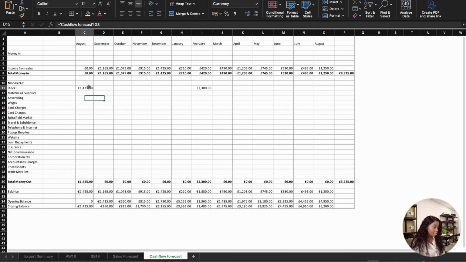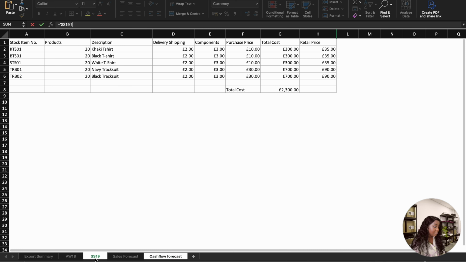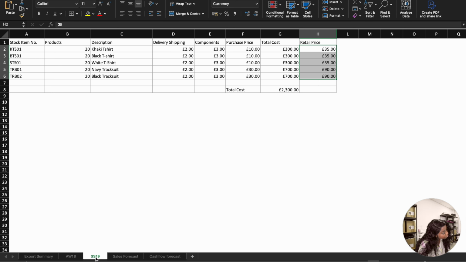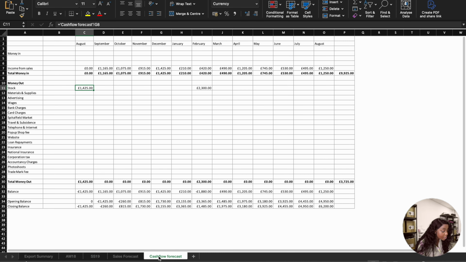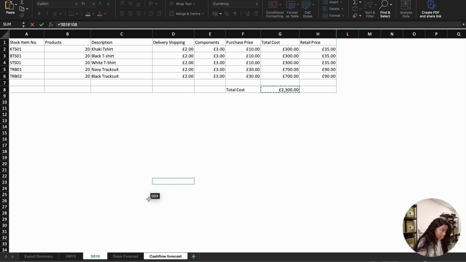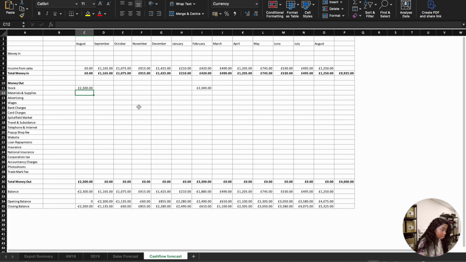So just to quickly correct that, I'm going to go up here, put equals. I told you Excel is so annoying for me, so I'm gonna pop over here to SS19 and click that, and then when I go back to cash flow, that should have the right figure. I don't know. Oh, Excel, man, I don't know why it's not giving us the right figure. Go over here.